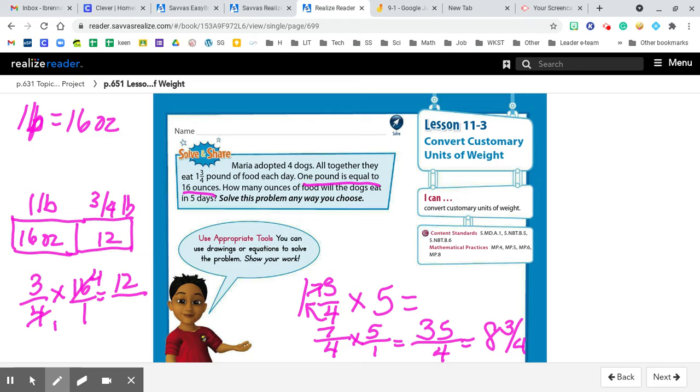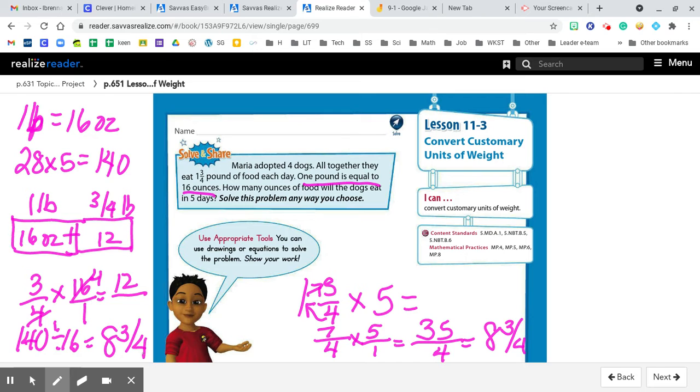So now we have 16 plus 12 is 28 ounces. We add these together, 16 plus 12, we get 28 ounces. 28 times 5 equals 140 ounces. And 140 ounces, we take 140 divided by 16, and we're going to get 8 3/4. So that's another way to figure it out.